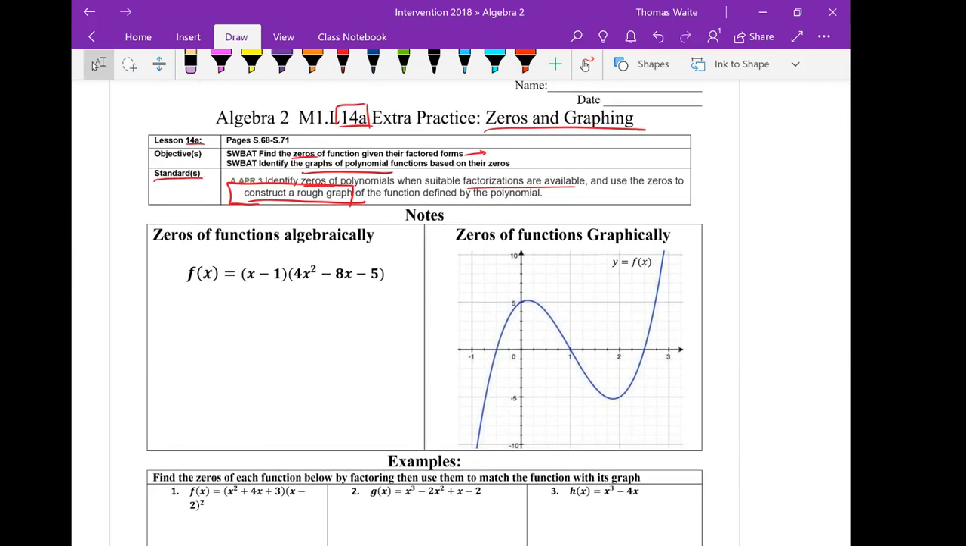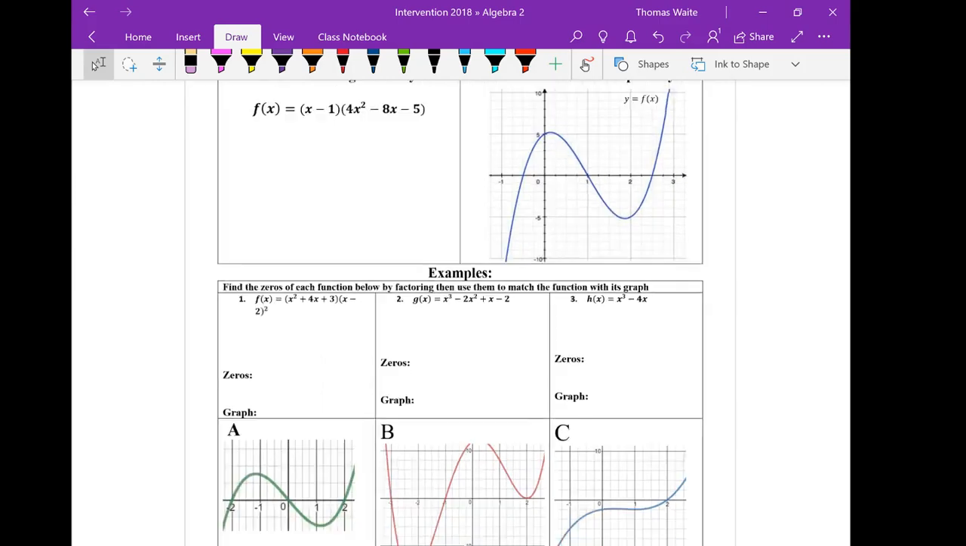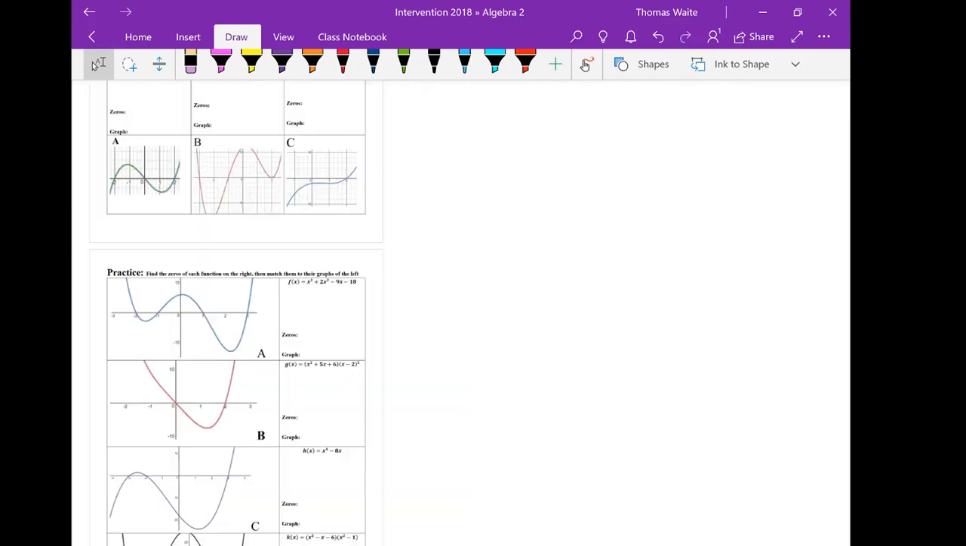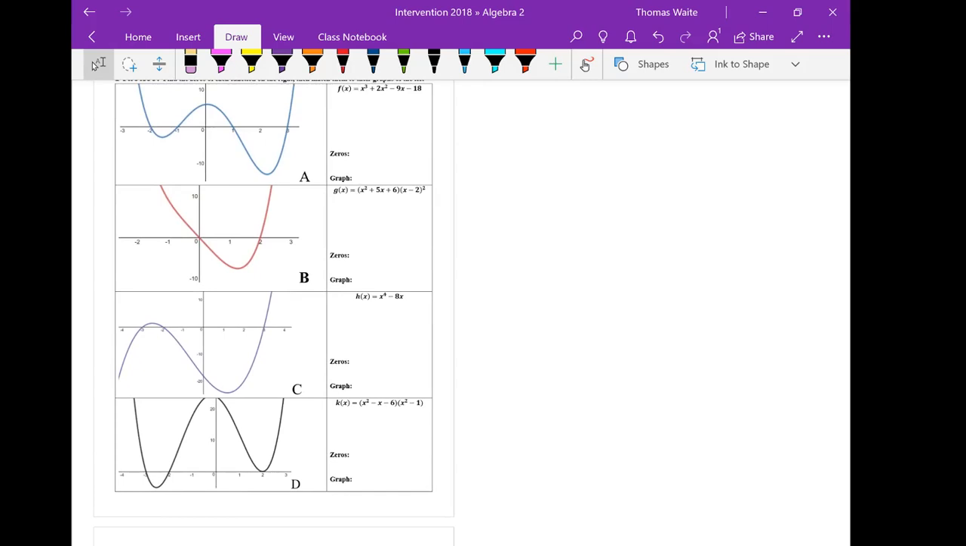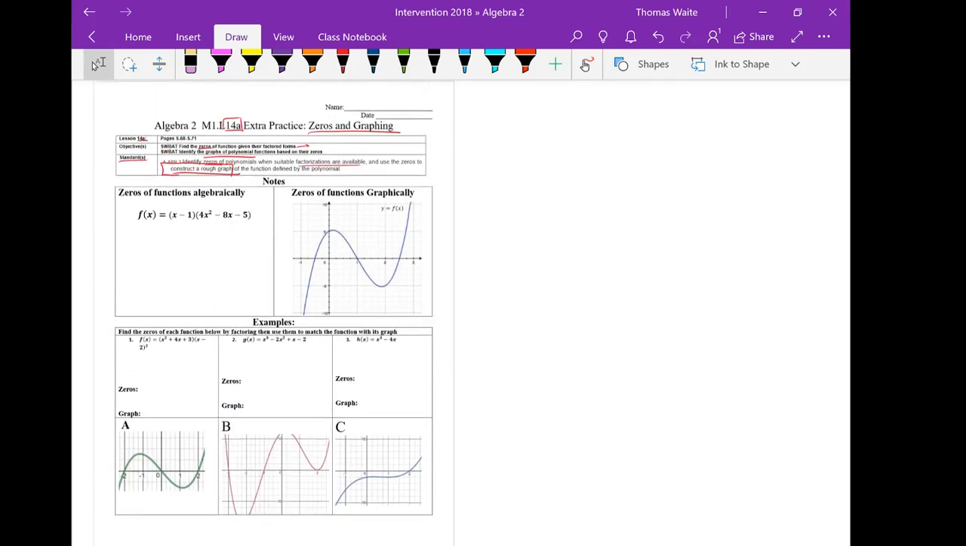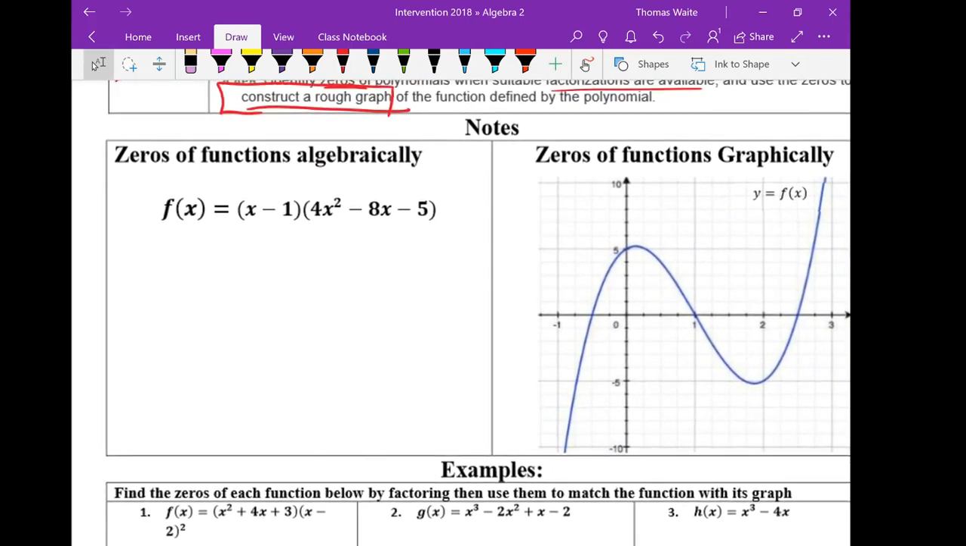Remember, you're going to take notes on this front page. We'll walk through a few examples together, and then on the back side, you have 4 problems to practice, or in this case, just a matching set, and then you can check your answers with the answer key with your intervention teacher. All right.